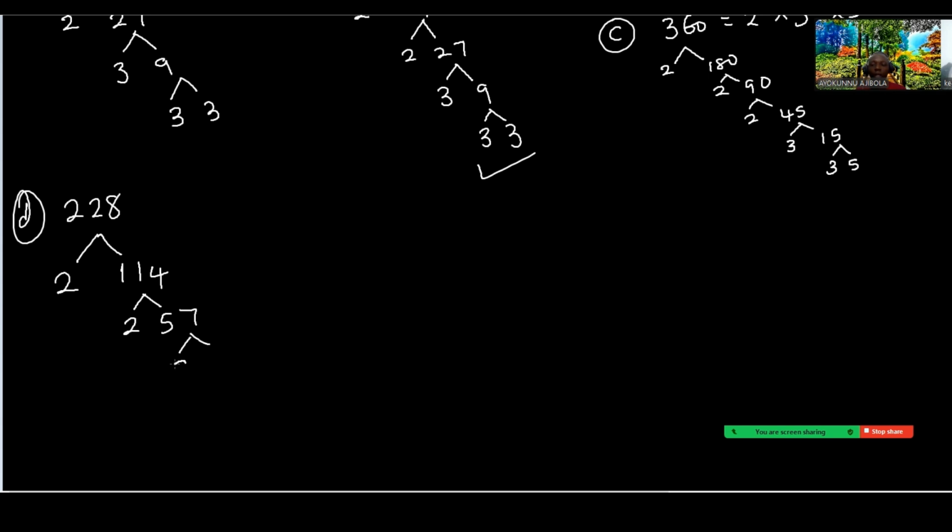Now it's 3 that will go. 3 times what will give me 57? 3 times what will give me 57? 19. 19, that's correct. And 19 is a prime number, so we don't go further. We can say 2 squared times 3 times 19.